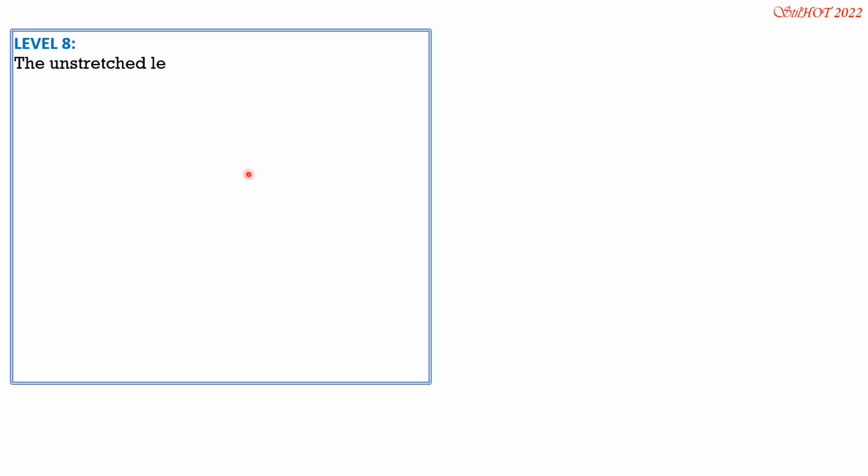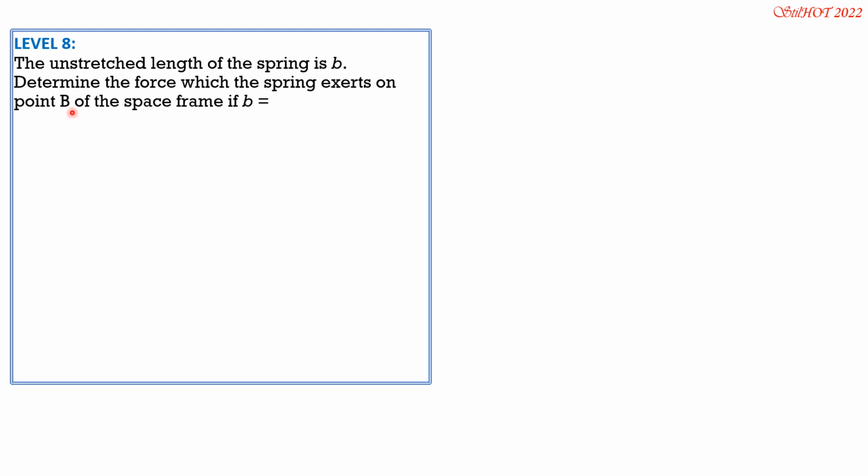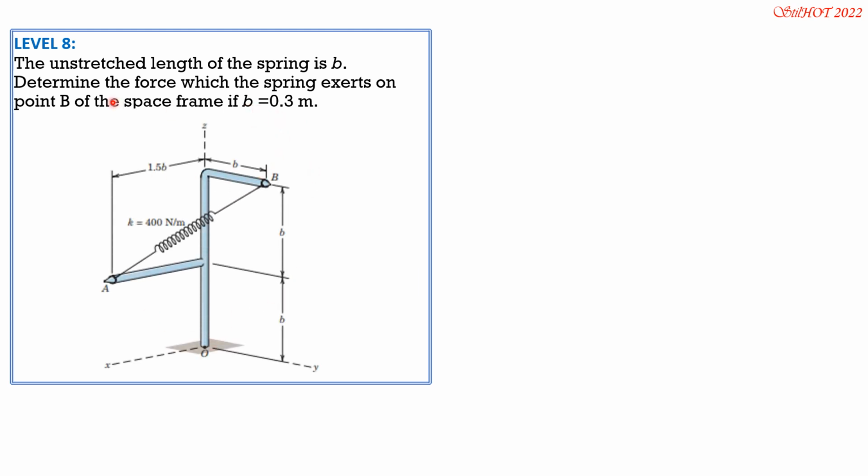Level 8 problem. The unstretched length of the spring is b. Determine the force which the spring exerts on point B of the space frame if the value of small letter b is 0.3 meter. So here is the given figure. Remember that we have to determine the force which the spring exerts on B. So it is directed in that direction. So tension is in that direction from B to A.